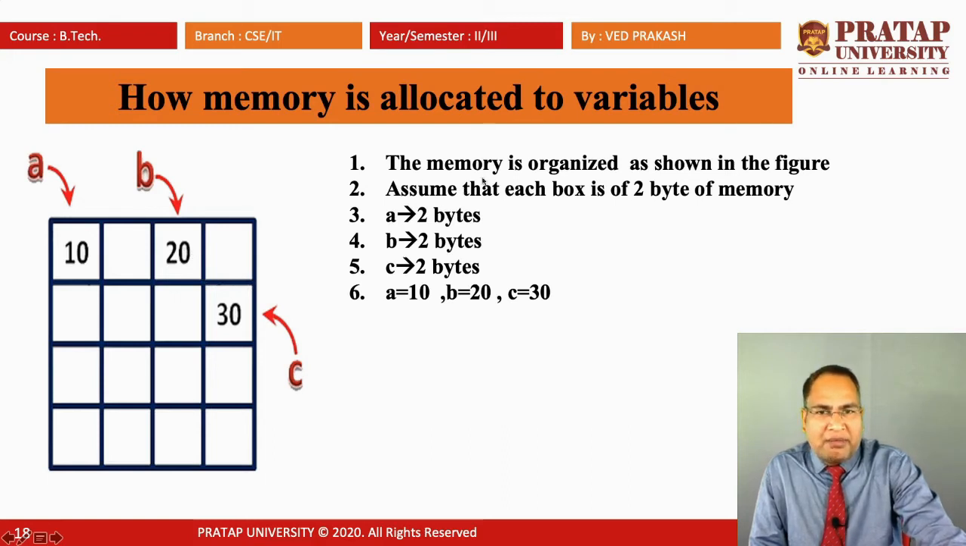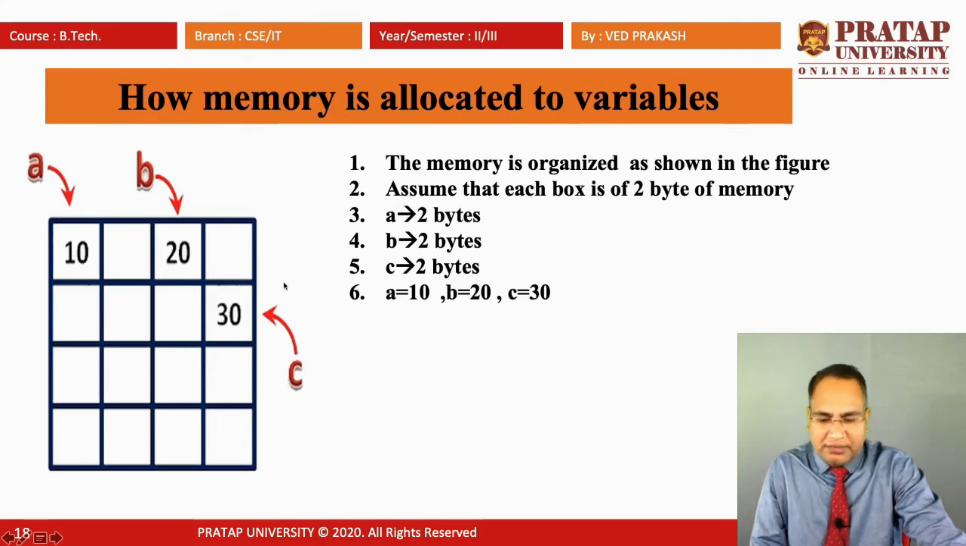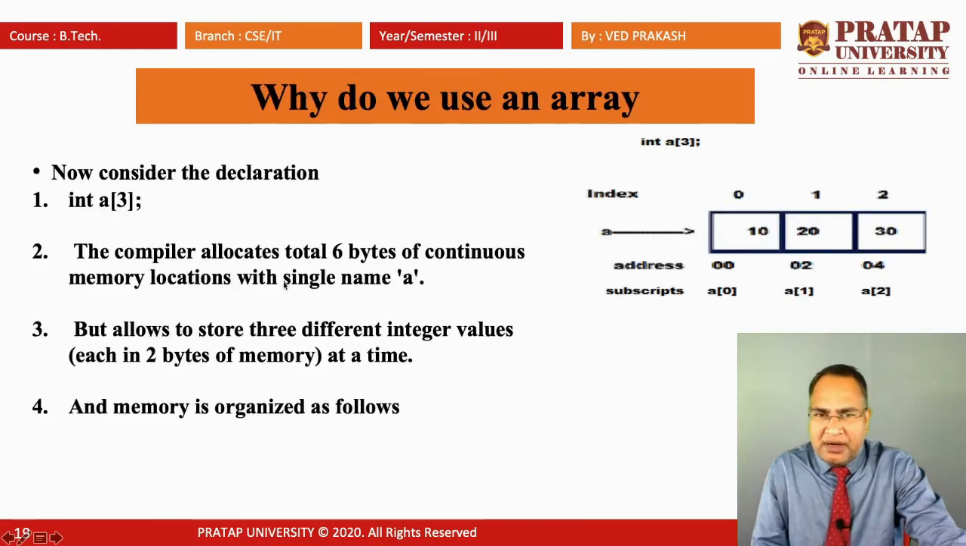Here the memory is organized as shown in the figure. Assume that each box is 2 bytes of memory. So A will take 2 bytes, B will take 2 bytes, C will take 2 bytes. And using these variables, their corresponding allocated values will be connected.